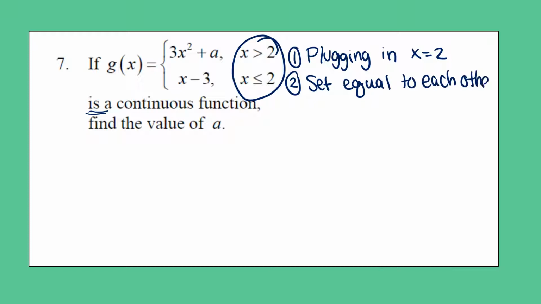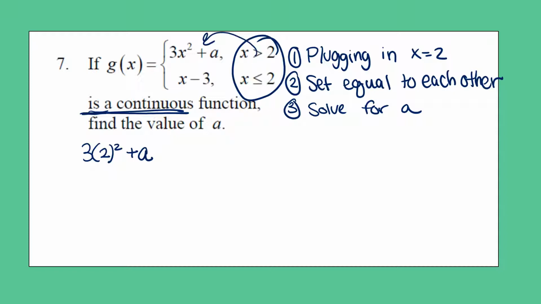Right? And we know we can set them equal to each other because it's given that they are continuous. They are equal. And then we're going to solve for a. So what this looks like in action, that would give me 3 times 2 squared plus a. Let's plug it into that side. That's going to be equal to 2 minus 3. So that's going to give us 12 plus a equals -1. We're going to go ahead and solve for a.